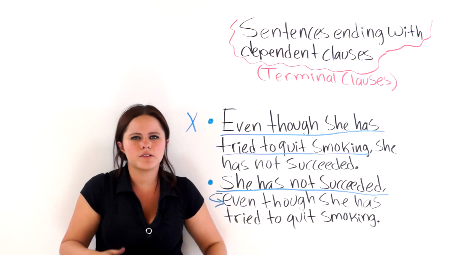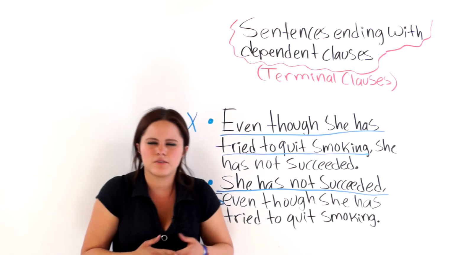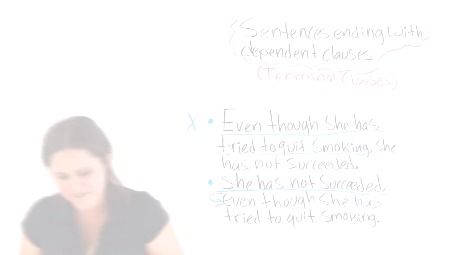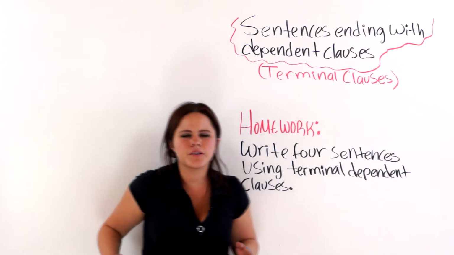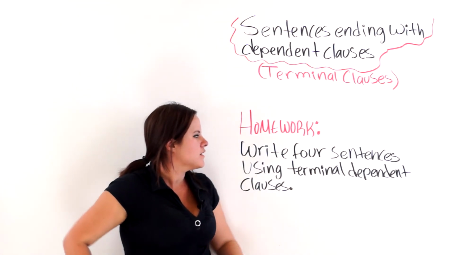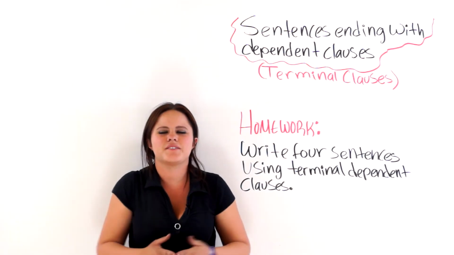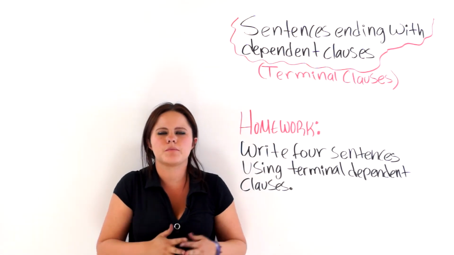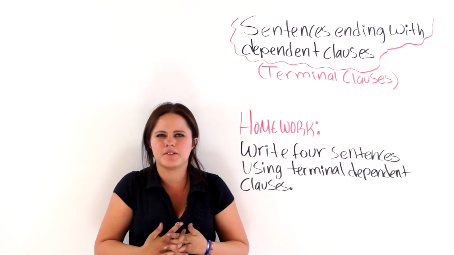Next, I will leave you some homework. Remember that you need to practice as much as you can to improve your English. For homework, you are going to write 4 sentences using terminal dependent clauses. It's a very simple homework, so I hope that you will do it in the comment section below this video.